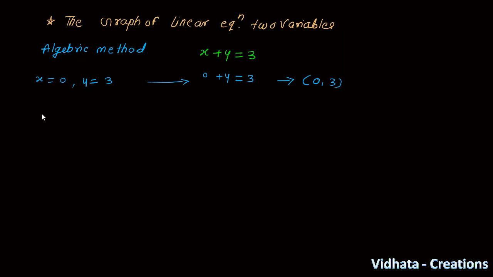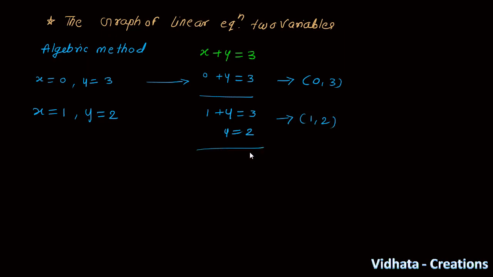Now, to get the second solution, let us suppose x is equal to 1 and put it in the equation and find the corresponding value of y. The value of x is 1 plus y is equal to 3. Therefore, here you will get y is equal to 3 minus 1, that is 2. Thus you got the value of y is equal to 2. The solution will be x is equal to 1 and y is equal to 2.